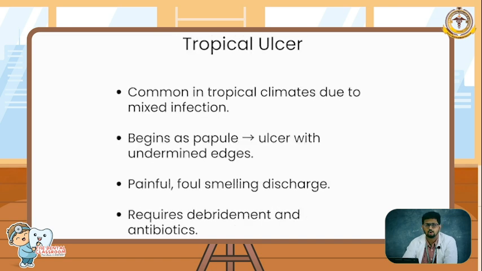Tropical ulcers are common in tropical climates due to mixed infections. They begin as a papule, then ulcer formation with undermined edges, which is painful with a foul smelling discharge. They require proper wound debridement and antibiotics.